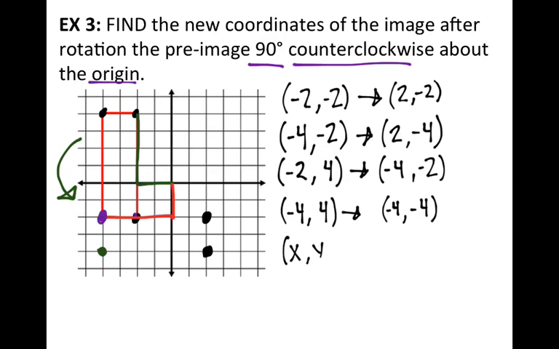So again, what's the rule? As we look at all of these, the 2 and the 4 switch places. So I know x and y are going to switch places. But something else happens here. As you can see, this is a +4, and that one's now a negative. So I know that in my rule, y must be negative. If I rotate counterclockwise 90 degrees, no matter what the point is around the origin, I just have to flip x and y and make y negative.